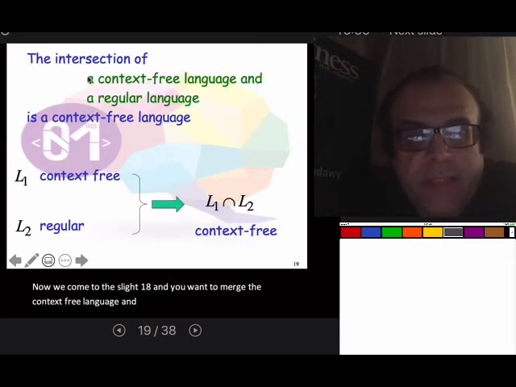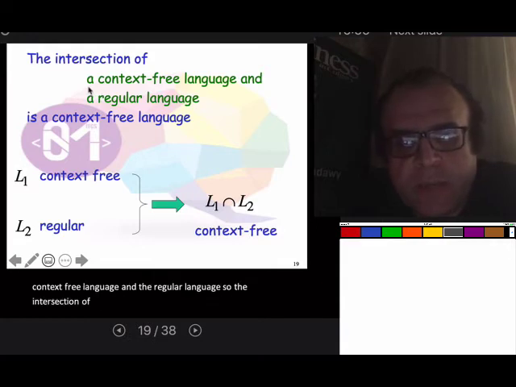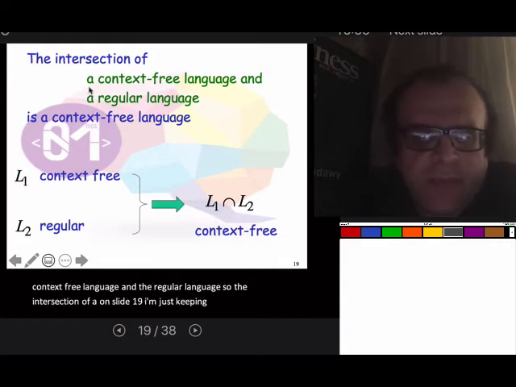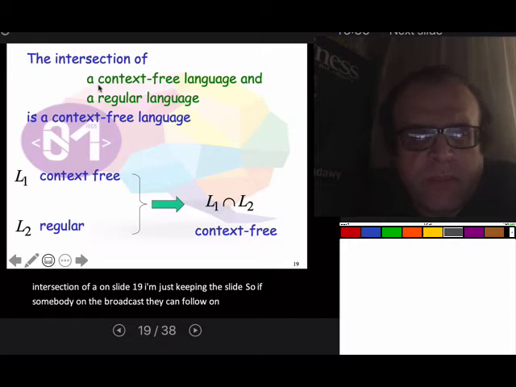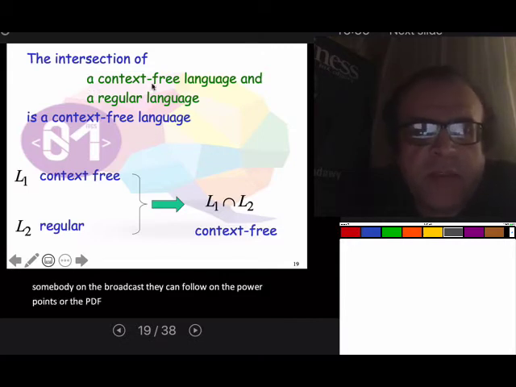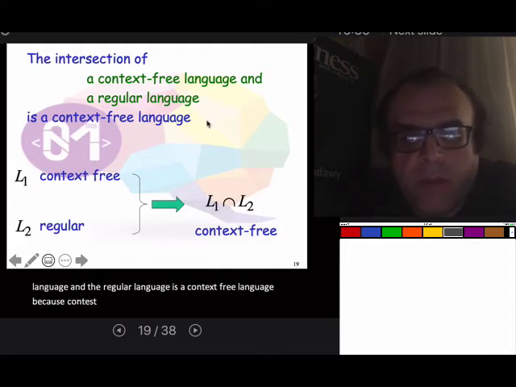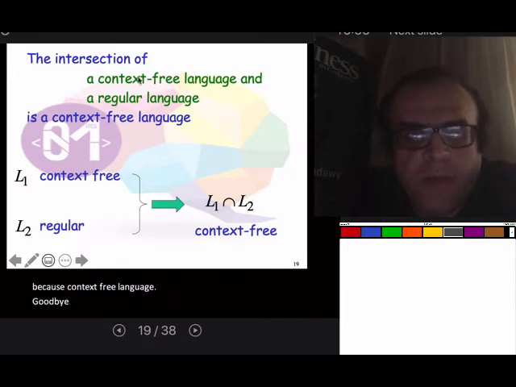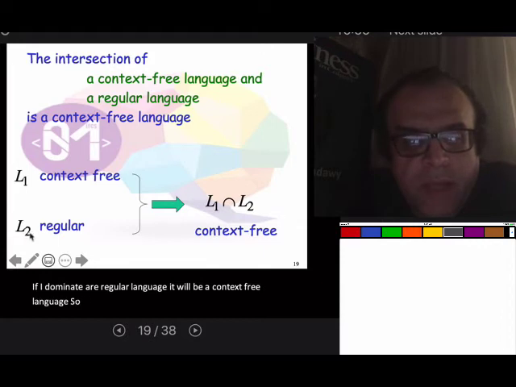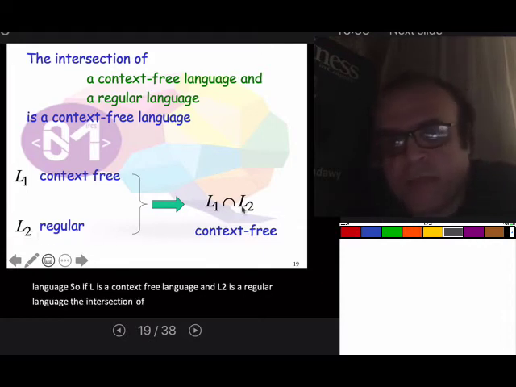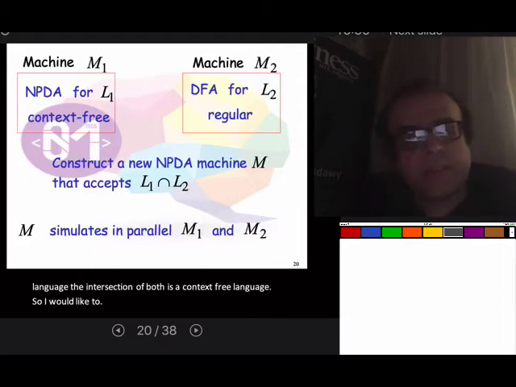So, on slide 19, I'm just skipping ahead, so if somebody is listening on the podcast, they can follow along in the PowerPoint or the PDF file. The intersection of a context-free language and a regular language is a context-free language, because if I intersect with a regular language, it will remain a context-free language. So if L1 is a context-free language and L2 is a regular language, the intersection of both is a context-free language. So I would like to move to the proof on slide 20.